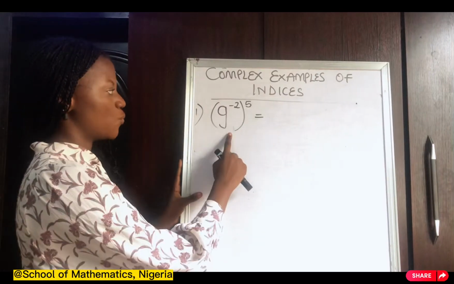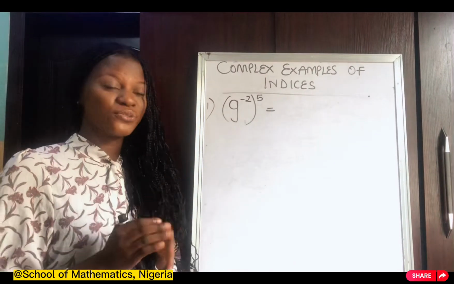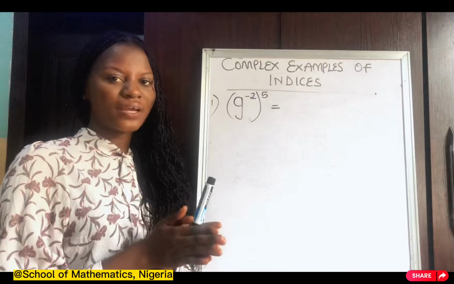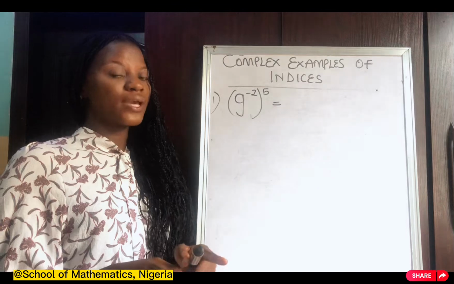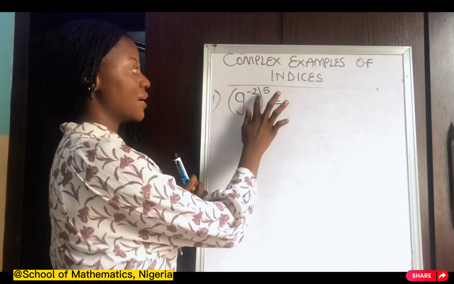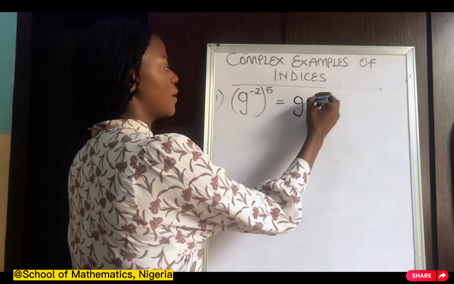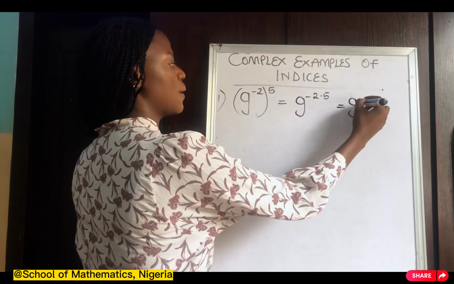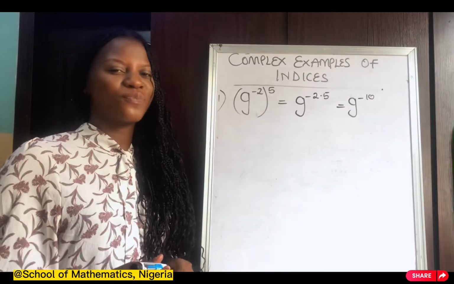So here we have a question like this. Imagine you're being asked to solve something like this. What do you do? Here you have the powers being separated by a bracket, and in mathematics, bracket means multiplication. Okay, so all you have to do is know that these two are multiplying each other. So you have g minus 2 times 5, which gives you g minus 10. Very straightforward, right?